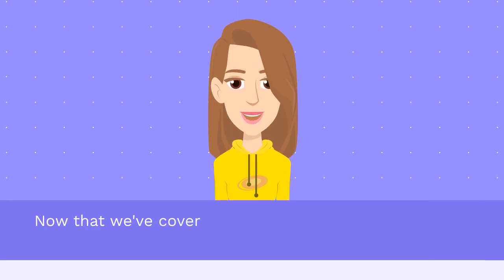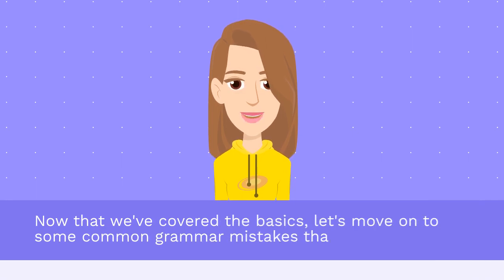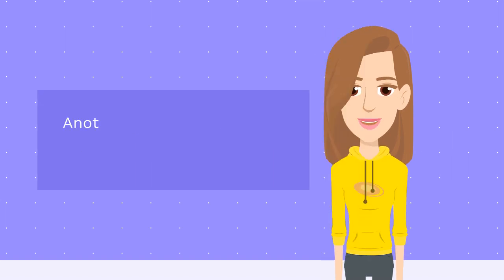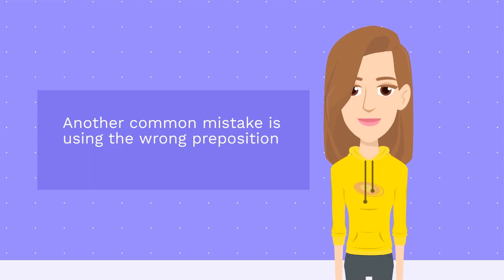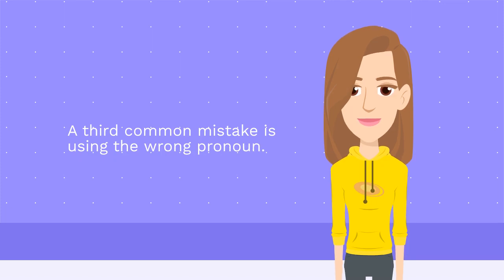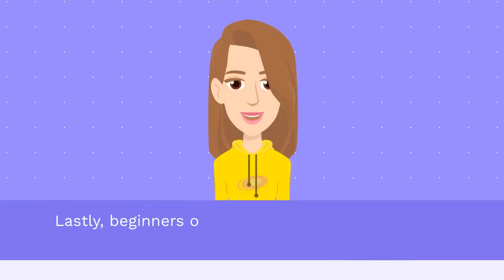Now that we've covered the basics, let's move on to some common grammar mistakes that beginners make. One of the most common mistakes is using the wrong verb tense. Another common mistake is using the wrong preposition. A third common mistake is using the wrong pronoun. Lastly, beginners often struggle with word order in English sentences.